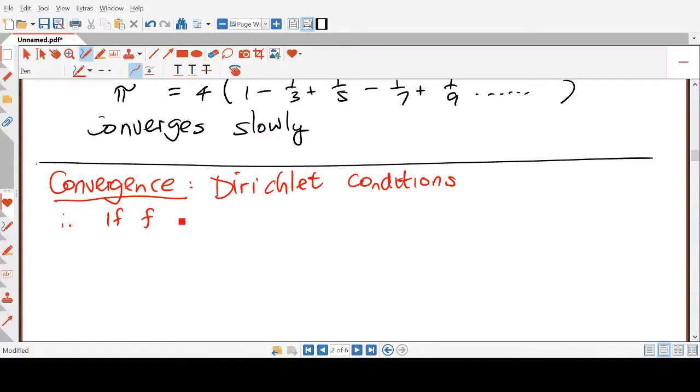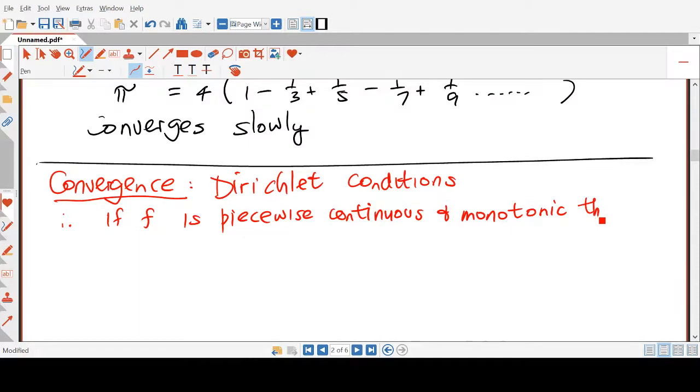So if f is piecewise continuous, and most functions are, and monotonic. Monotonic means it's either always going up in that piece or always going down in that piece. Monotonic means its derivative is positive or negative, not both. Unlike a parabola, it's not monotonic. The parabola is monotonic from 0 up to infinity and from minus infinity to 0, but from minus infinity to plus infinity it is not monotonic. Then the Fourier series converges to f of x.